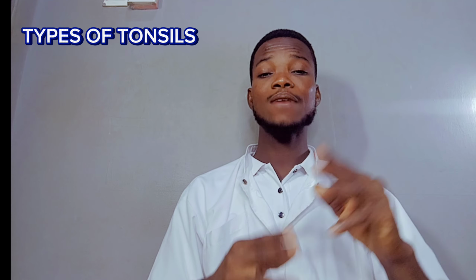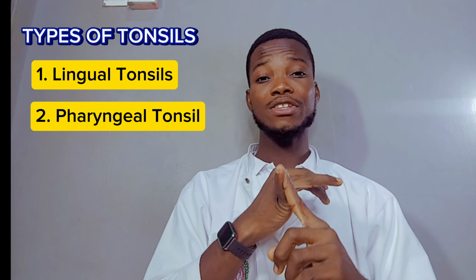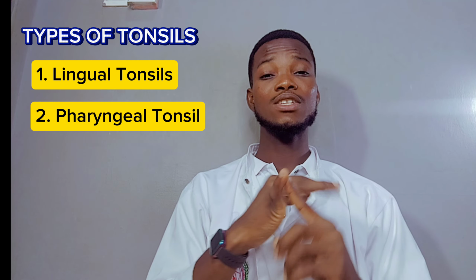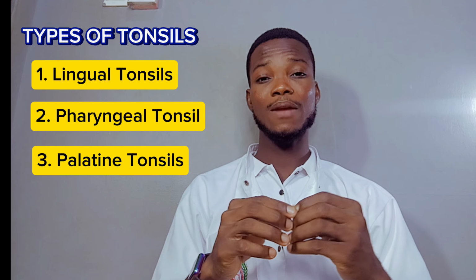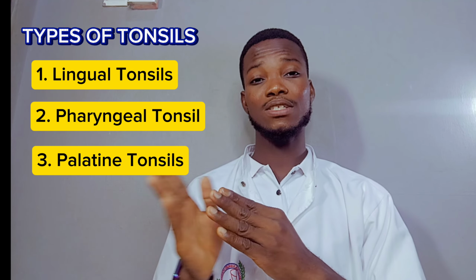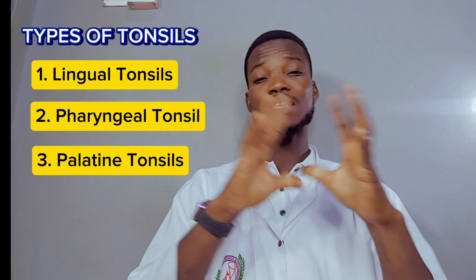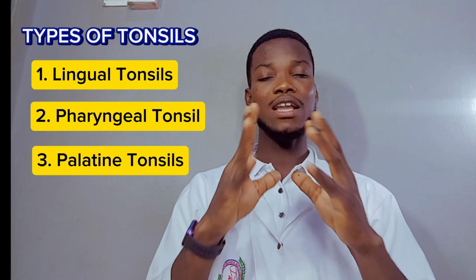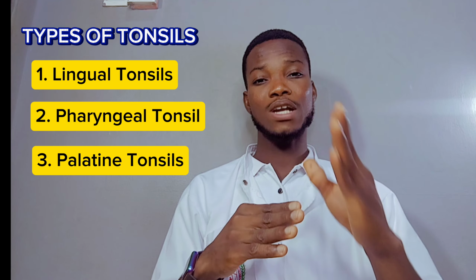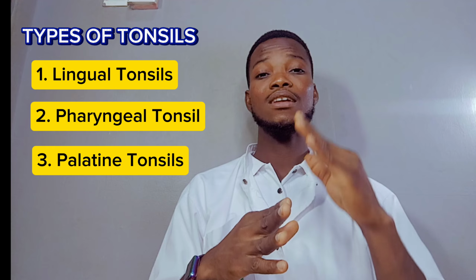There are three types of tonsils. We have the lingual tonsils situated at the base of the tongue, and then we have the pharyngeal tonsils, okay? And these tonsils are located at the back of your nasal cavities. And then we have the palatine tonsils, found on both sides of the throat, and that is what we are going to talk about today, the palatine tonsils.